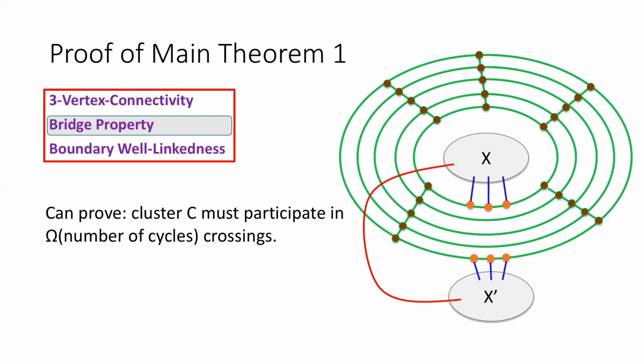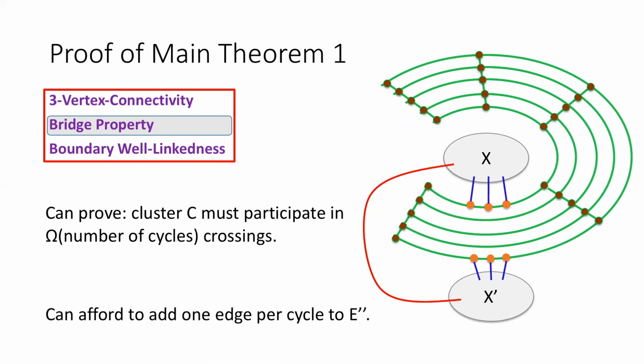But what we can show now is that in any drawing of G, the circular grid must participate in many crossings, proportional to the number of cycles that it contains. Therefore, we can't afford to remove one edge per cycle like this, and we charge it to the number of crossings in which the green edges participate. And in fact, we can ensure the bridge property and the boundary well-linkedness property simultaneously, because we can prove that the bridge property is preserved after we do well-linked decomposition.